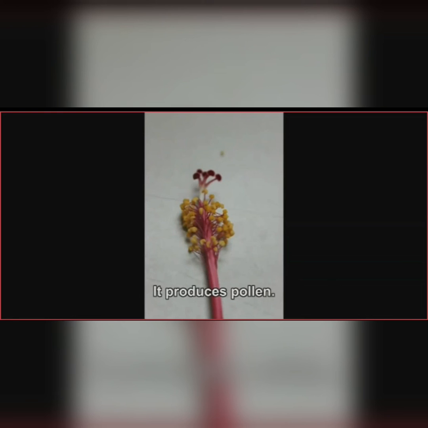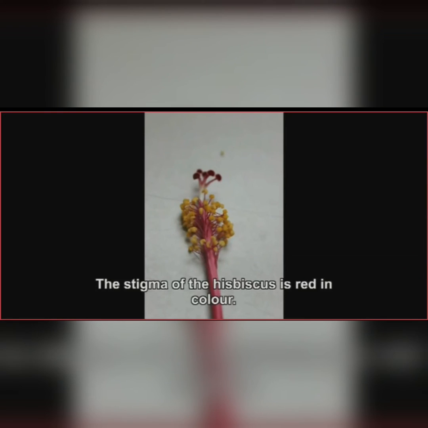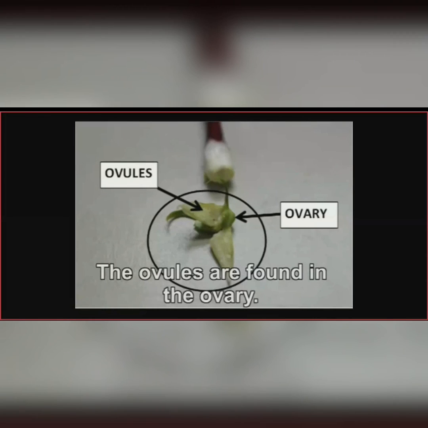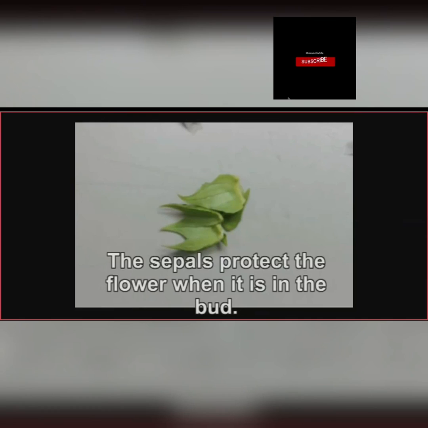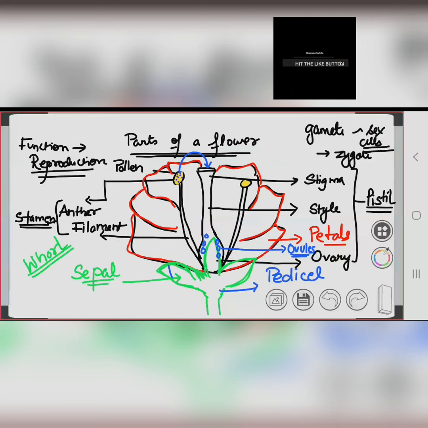This yellow part will produce the pollen, which is the male gamete. And this red thick structure which you see, that is called the pistil. I hope you have understood all the parts of a flower and how to draw the diagram.